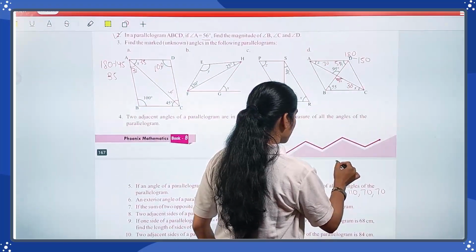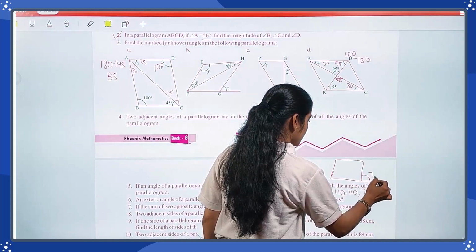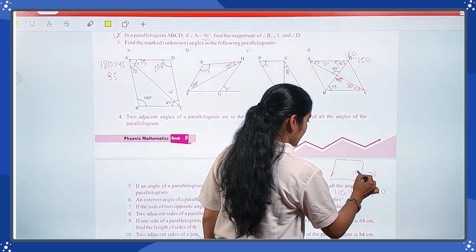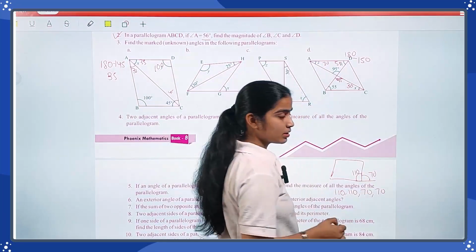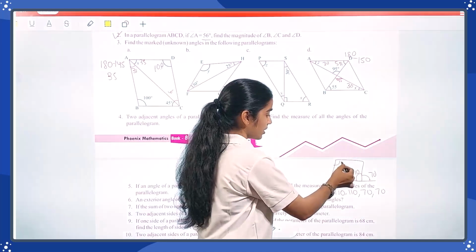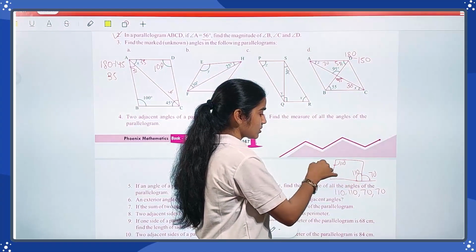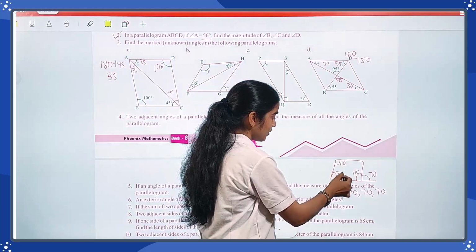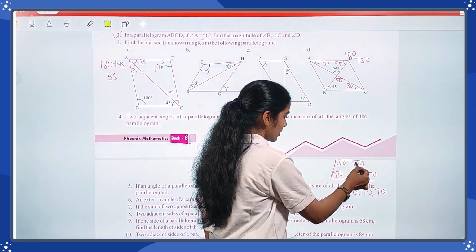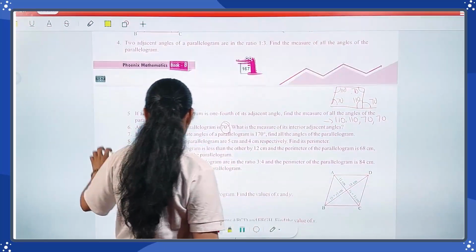You have to make a parallelogram like this, and if we have exterior angle 70, it means this is our interior angle 110, because in a parallelogram linear pairs are forming. So 110, opposite angles are equal, so this is also 110. The sum of two adjacent angles is equal to 180 degrees, so this is 70. If this is 70, so this is also 70. So you have to answer this question in that manner.